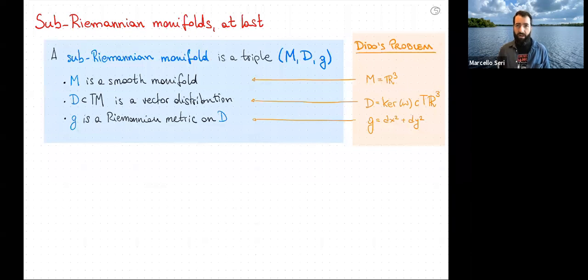So let's compare again. We have a smooth manifold. In the case of the Dido problem, we have R^3. We had the vector distribution. In the case of the Dido problem, this was the kernel of that one-form. And for people that do contact geometry, they already know what this structure is. And we had the extra thing that is a Riemannian metric on this D. And in this case, the metric was dx squared plus dy squared, the square root of x dot squared plus y dot squared when you compute the length. Look at it in the way you prefer. But it's this diagonal metric that only takes into account x and y in the case of the Dido problem.